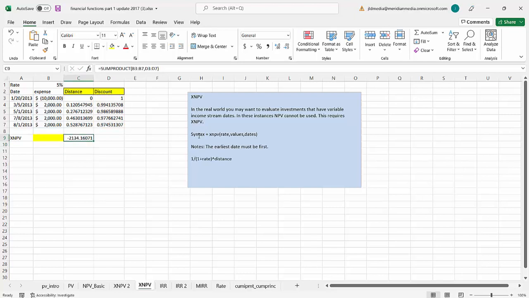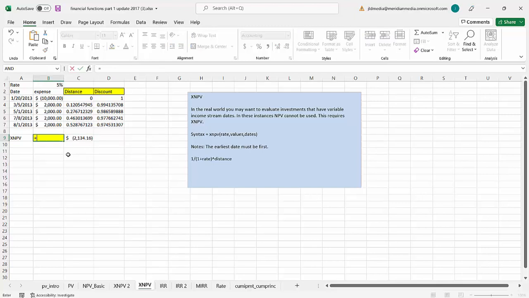And it gives me negative 2,134.16. Okay, that's the hard way to do this. So we have a negative total present value cash flow here. The other way to do this is using this nifty function in Excel called XNPV.